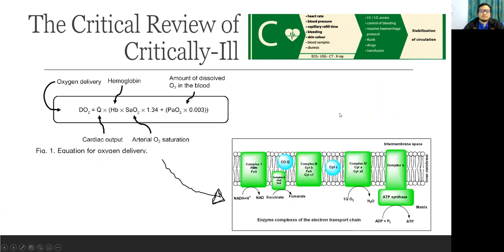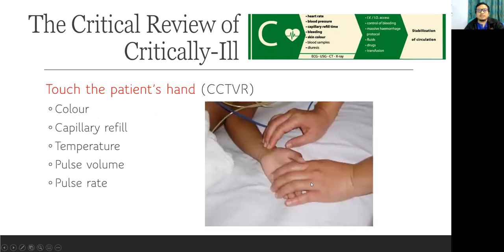All the delivery of oxygen in the world doesn't mean a thing if locally in the tissue the cell cannot use the oxygen in the electron transport chain to produce fuel, which is ATP. In some cases like cyanide toxicity or inhalational injury or burn with carbon monoxide poisoning, the cell cannot use the oxygen to produce ATP. You have to think about it also.